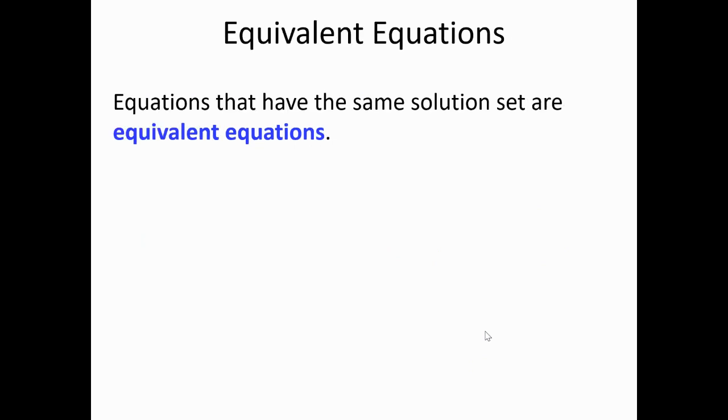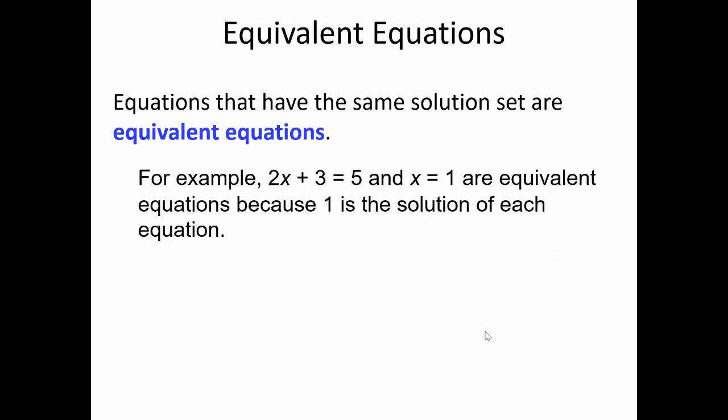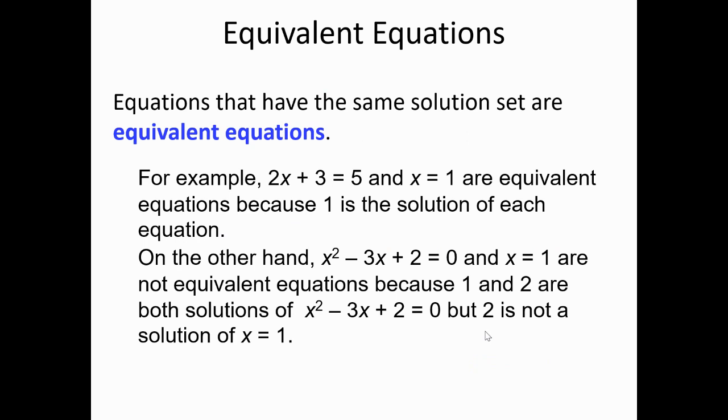Equations that have the same solution are known as equivalent equations. For instance, the equation 2x plus 3 equals 5 and x equals 1 are equivalent because 1 is a solution of each of these equations. Whereas, on the other hand, x squared minus 3x plus 2 equals 0 and x equals 1 are not equivalent, because if I solve this second degree equation, I get two solutions, 1 and 2, but 2 is not a solution to the second one. So since 2 is not a solution of that second equation, these guys are not equivalent. They don't have the same answers.